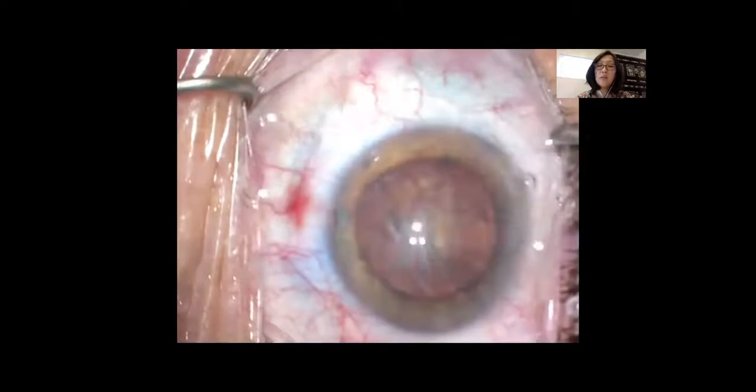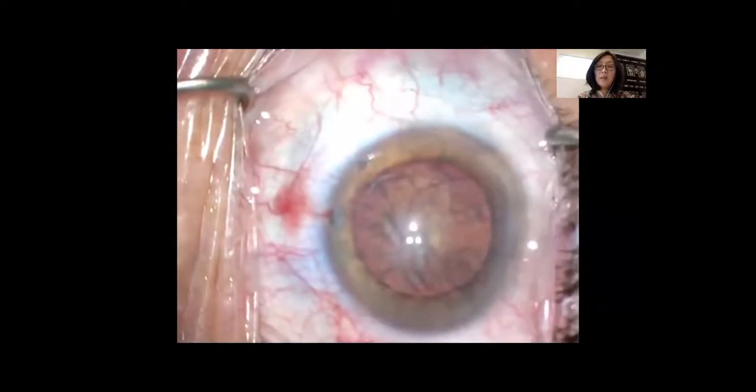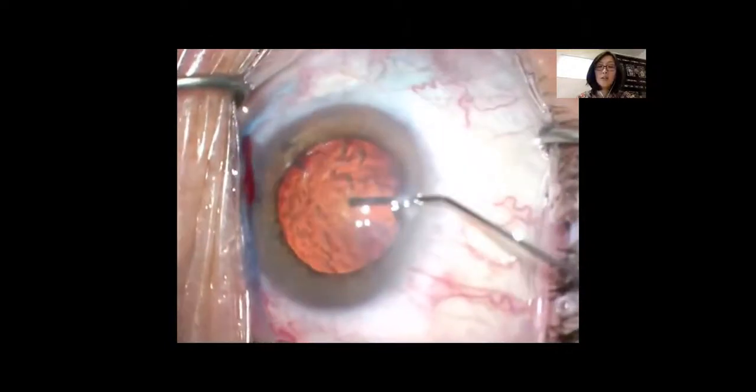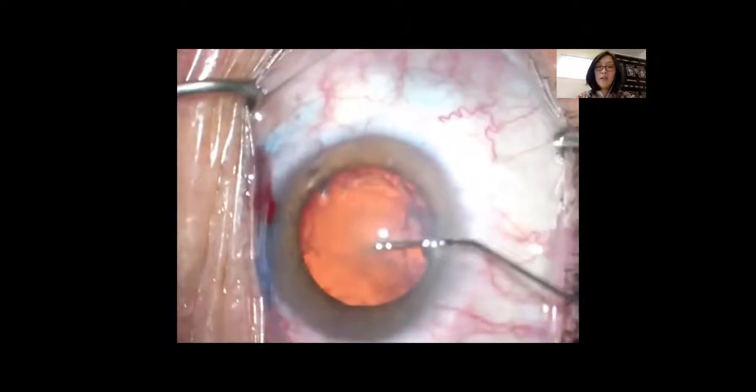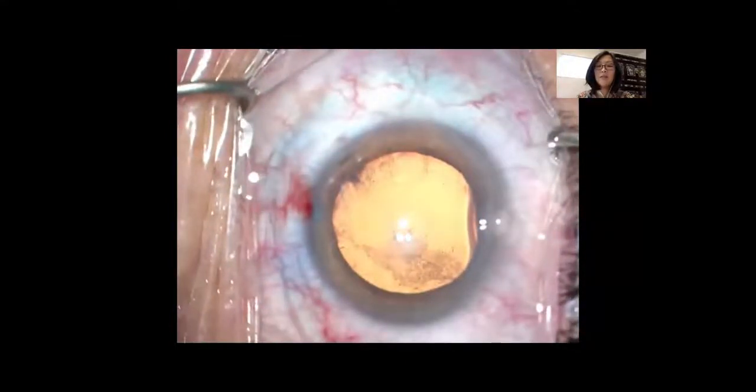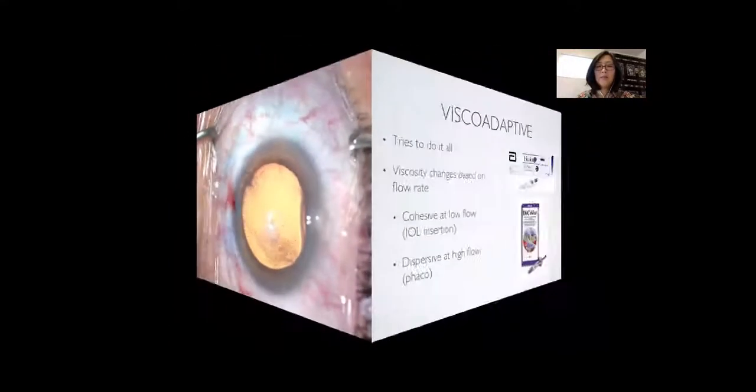So again, in cases with low specular microscopy counts, low endothelial cell counts, that's your dispersive. And then you can see underneath, I'm just going to go ahead and place the cohesive. And now I'm coating the endothelium. This is really pressing down my anterior capsule in order to perform the capsulorhexis.